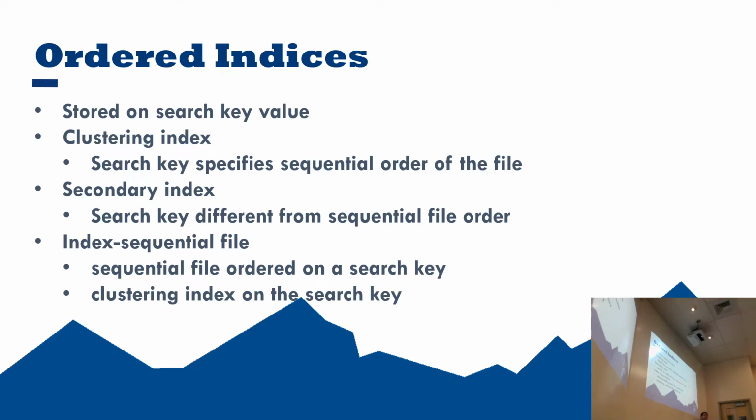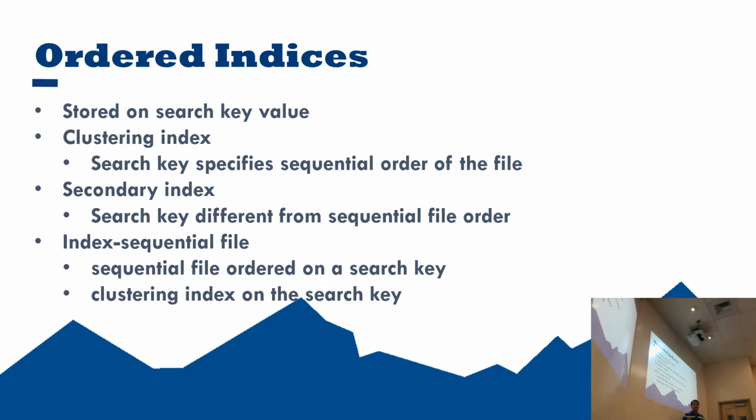All right, then you have your secondary index. So instead of having the search key being the sequential order, the search key is different from the sequential order. We're going to see examples of this in a little bit, so don't get too caught up on the definition. But just understand that it's secondary. If it's secondary, it means that it must have the clustering index to exist. Does everyone understand that?